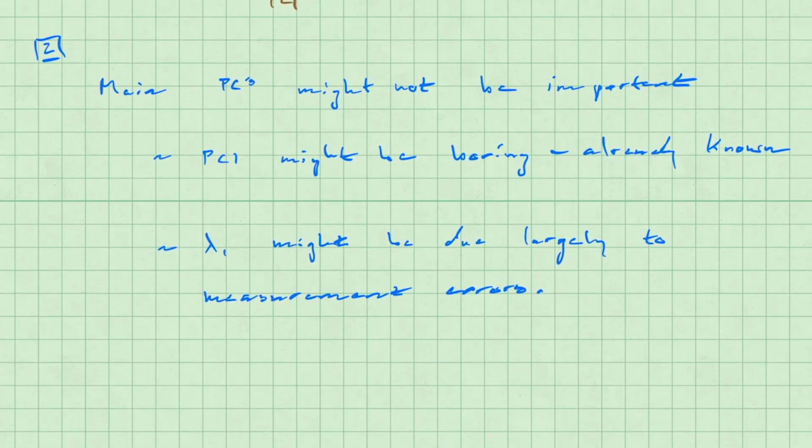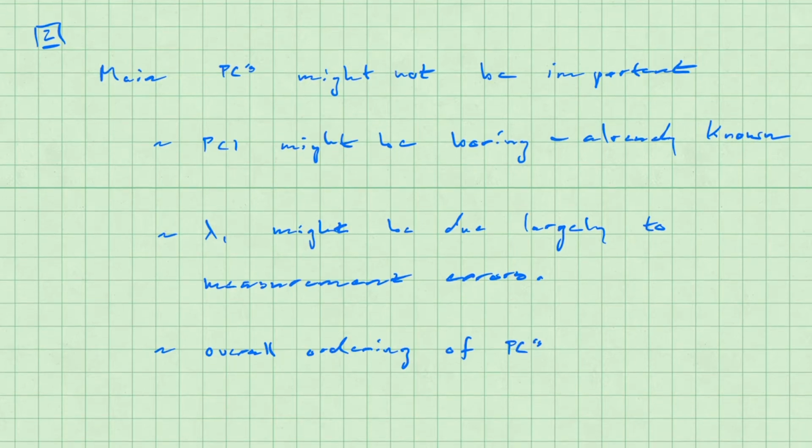The last version of this is that the overall ordering of the variance of the principal components might not really be important. Sometimes it is meaningless.